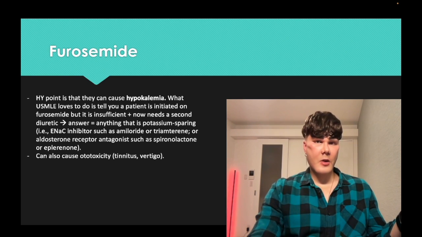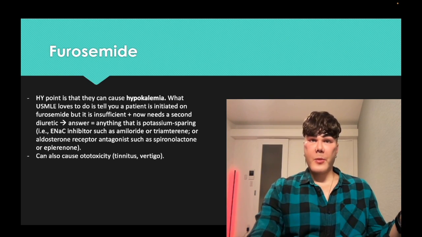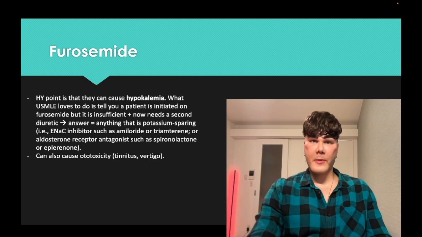And if they tell you a patient has severe peripheral or pulmonary edema, is already on furosemide, and needs a second diuretic now, and this is high yield for Step 1 as well, they want the potassium-sparing diuretic 14 out of 15 times. Okay, so they might just list some other loop diuretic, some other thiazide. But thiazide is wrong because thiazide also lowers your potassium.